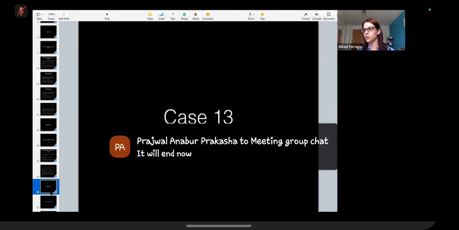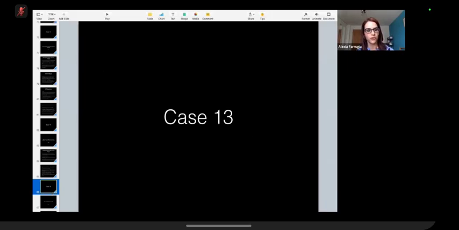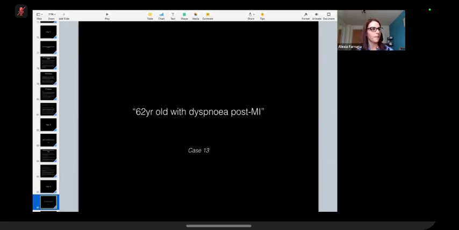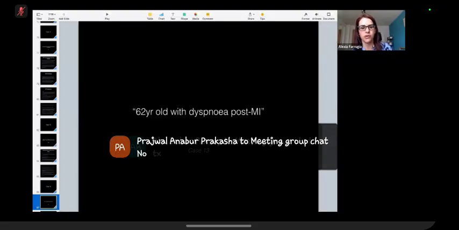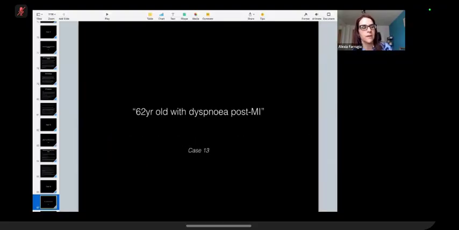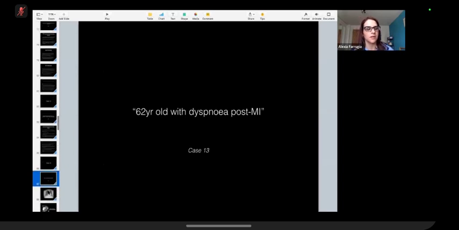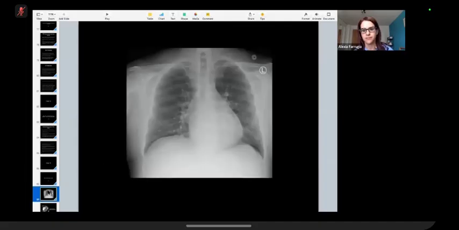Let's move on to case 13 before we go off for a 5-minute break again. So this is your history: 62-year-old with shortness of breath after a myocardial infarct. And I'll show you the chest x-ray for this patient.